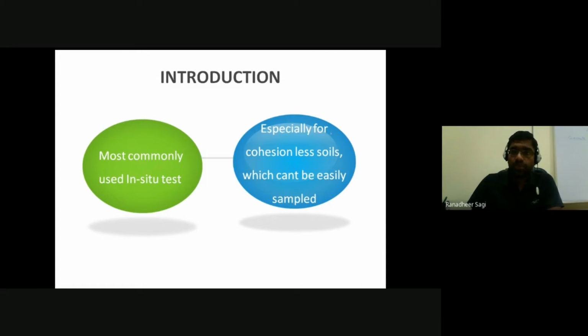And this SPT test is especially preferable in the case of cohesionless soil, that is, particularly sandy soil, or maybe a silty soil deposit or gravelly soil deposit, in which we prefer to go for this SPT N value.